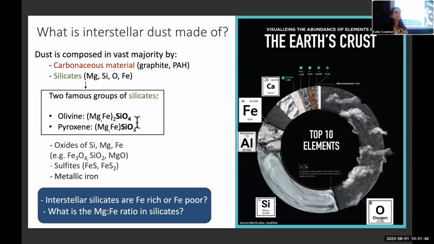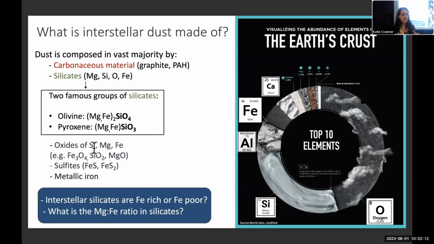And it's important to understand this because we can understand how much oxygen is locked up in the dust grains. We know that oxygen is only mildly depleted in the ISM, but still is very abundant. So we have a lot of it in dust. So it's important to take it into account when we study the oxygen K edge, for example. Other than silicates, we also have dust in oxides, sulfates, and also some metallic iron.